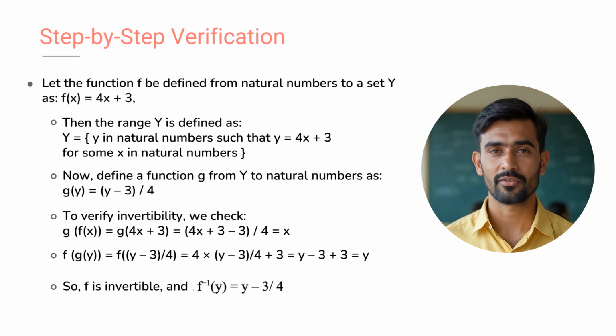First, g of f of x equals (4x plus 3 minus 3) divided by 4, which equals x. Second, 4 times (y minus 3) divided by 4 plus 3, which simplifies to f of g of y equals y minus 3 plus 3, which equals y. Since both conditions hold true, f is invertible. To undo what f did, we subtract 3 from y, then divide the result by 4. That's how you verify invertibility step by step.